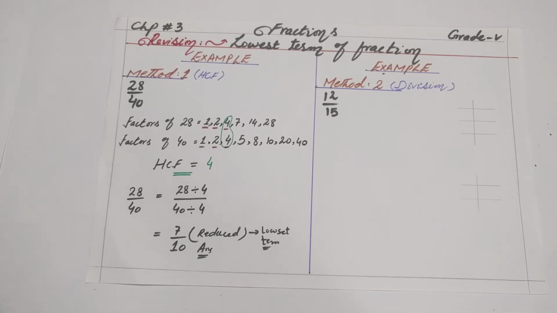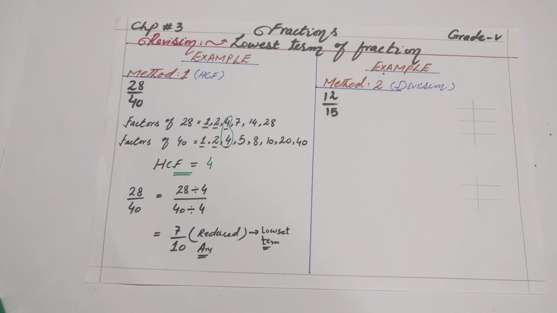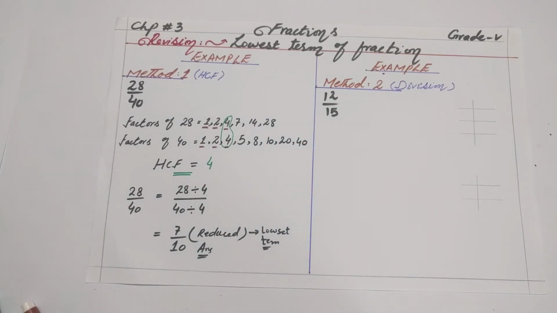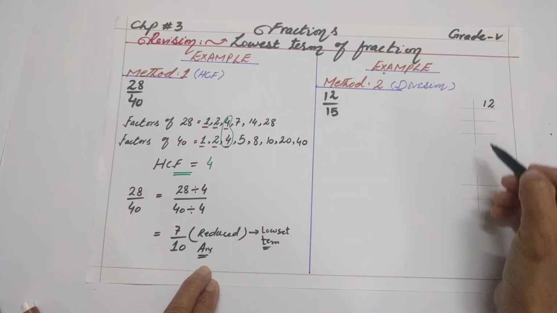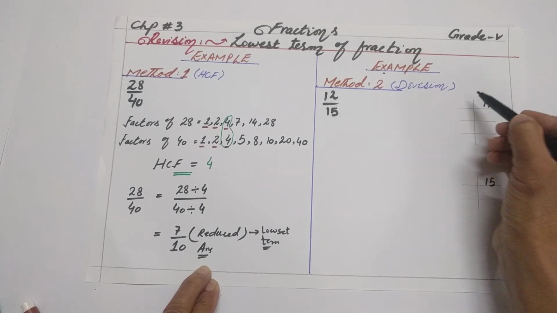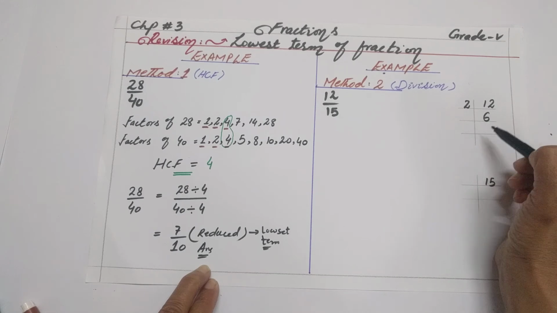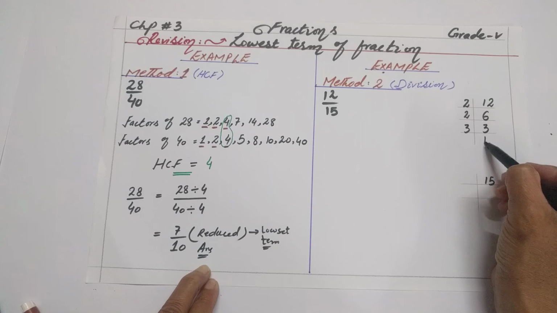Got it? Now come to the second fraction, that is 12 by 15. Here I will reduce this fraction 12 by 15 into the lowest term by division method. What is division method? Division method means we will find the prime factors of both numerator and denominator. So what are the prime factors of 12? Smallest prime factor is 2, so we will check it by 2. Yes, 2 sixes are 12, 2 threes are 6 and 3 ones are 3.